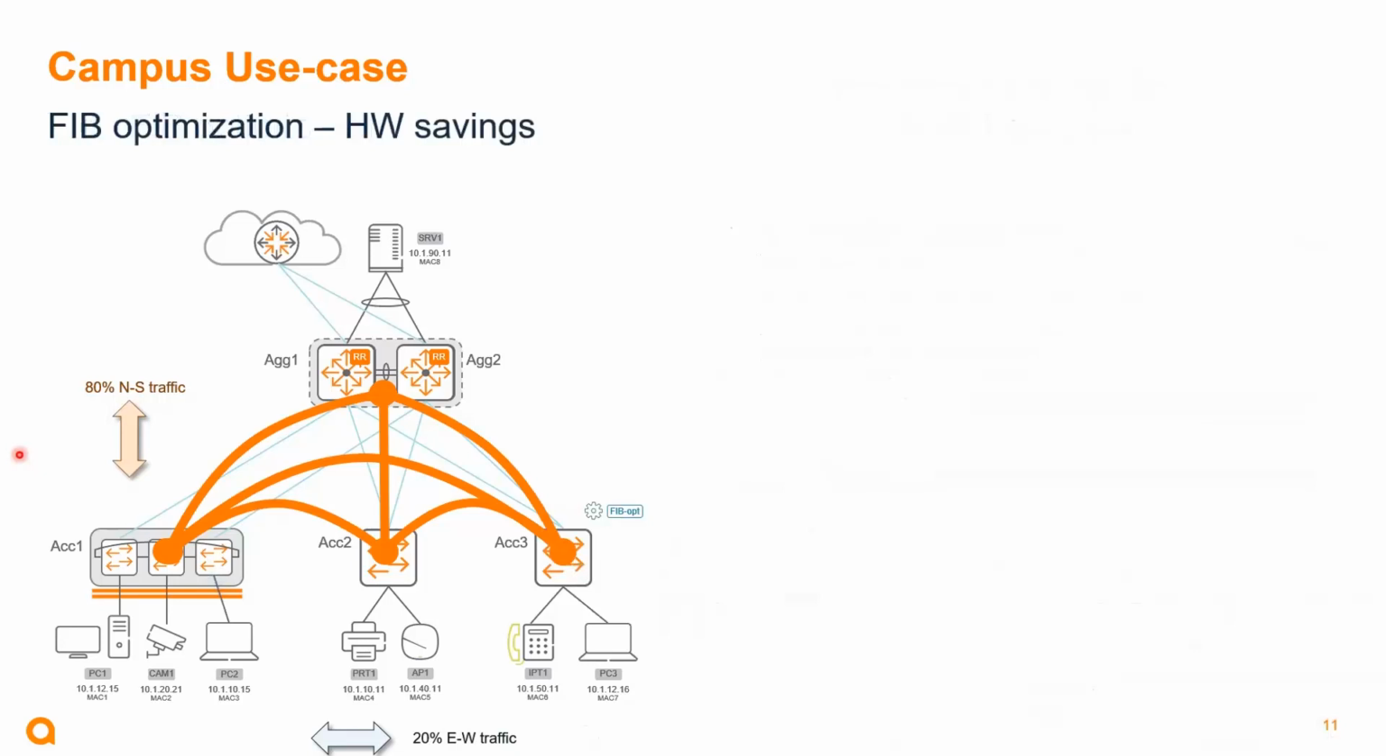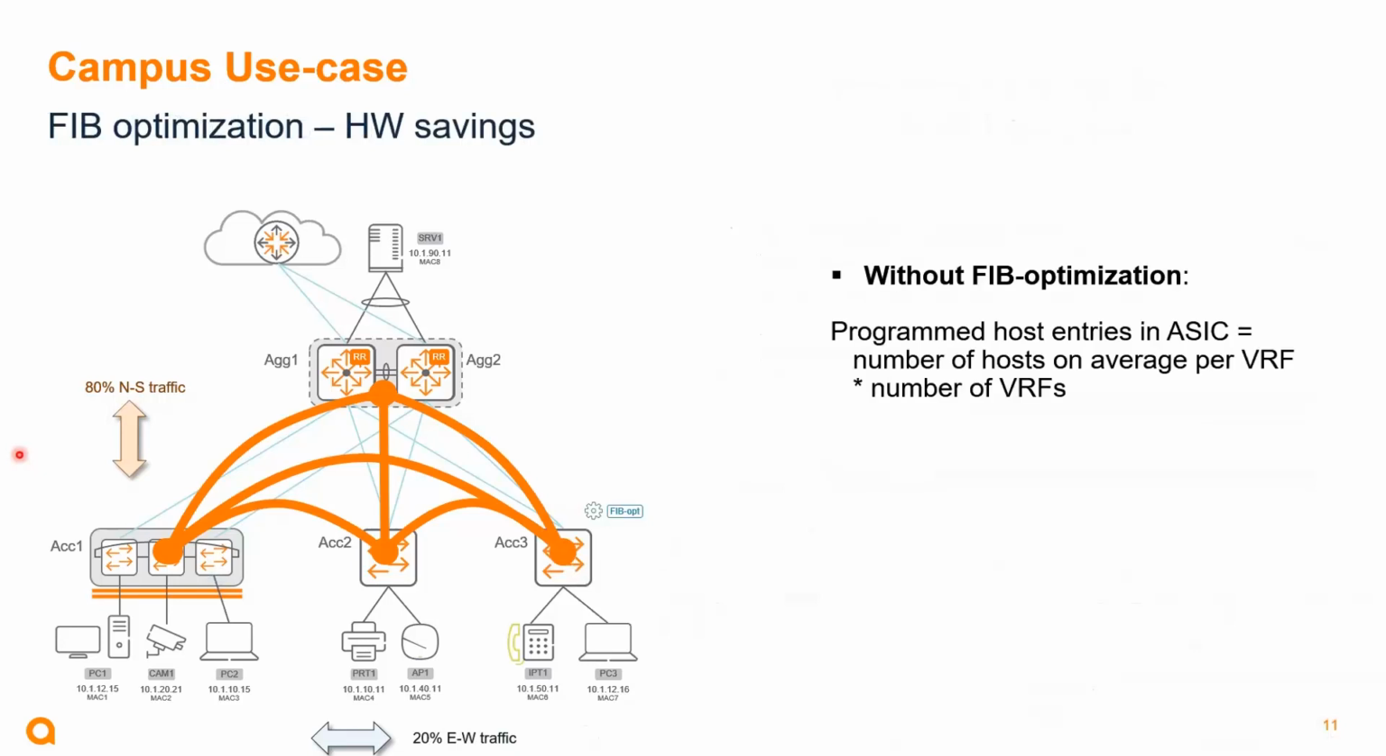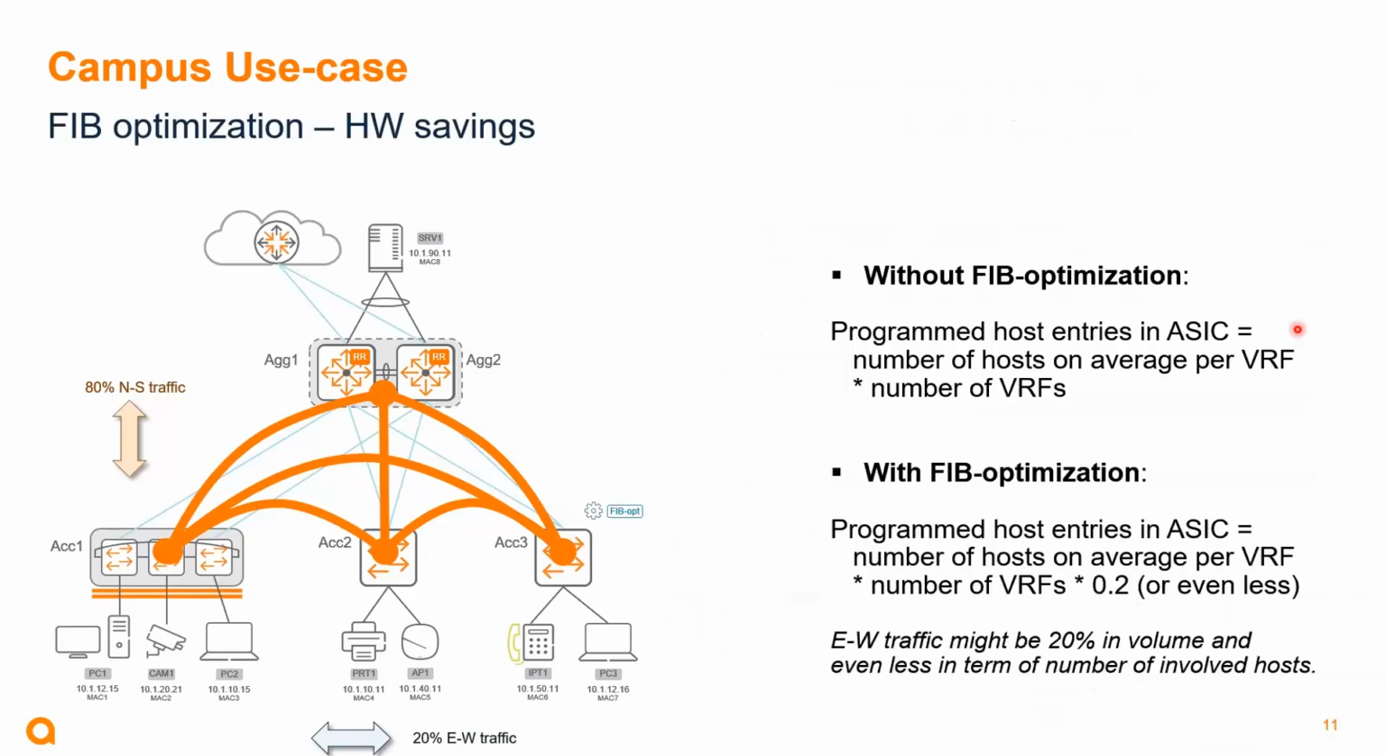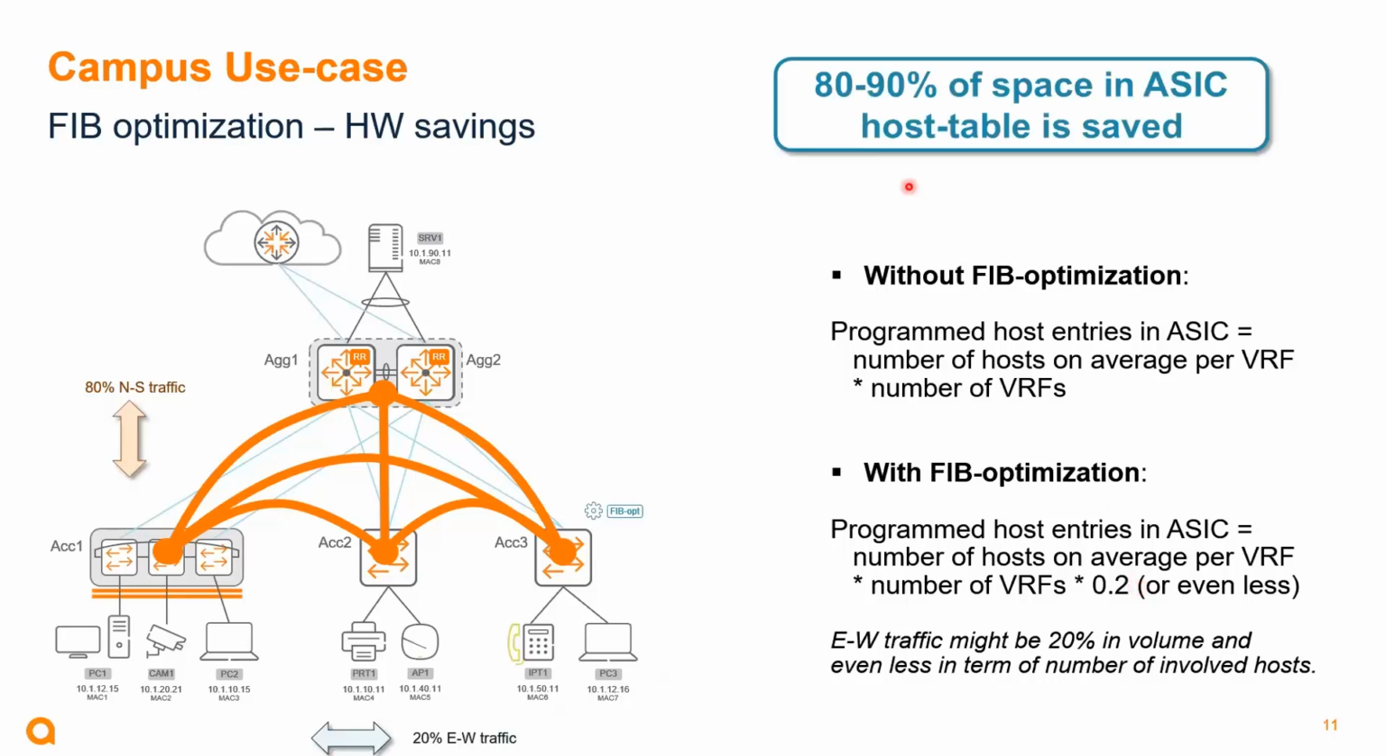So the benefit is to save host table entries in the ASIC. So how much do we save? Actually, this is a rule of thumb. Without FIB optimization, you will have a number of hosts on average per VRF times the number of VRFs. This is what you will consume. With FIB optimization, as we have something like less than 20% of traffic volume east-west, and probably even less in terms of number of involved hosts for that 20% east-west traffic, literally we'll save something like 80% of the space of the ASIC host table. So this is a huge saving for a large-scale deployment.